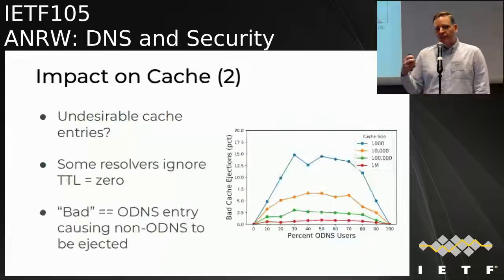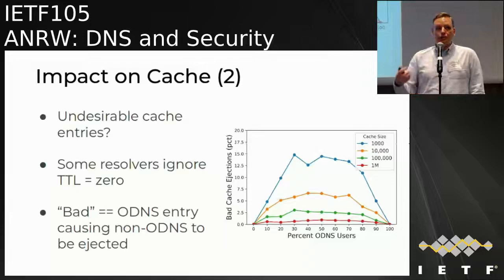We also were worried about undesirable cache entries. So we set our responses with a TTL of 0, which should mean do not cache this. However, some resolvers out there ignore that value entirely. Some actually treat 0 as a special value where they permanently cache it. And so we had to measure this and try to understand it. We did the same set of simulations, varying the percent of ODNS users, and then we varied the size of the cache at the recursive.